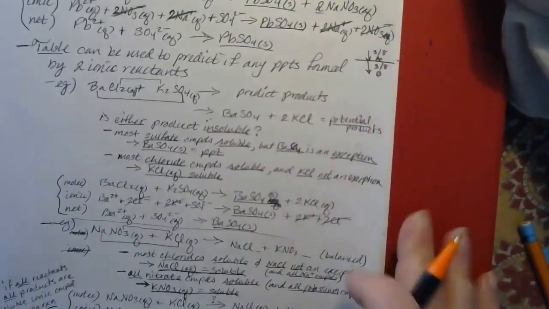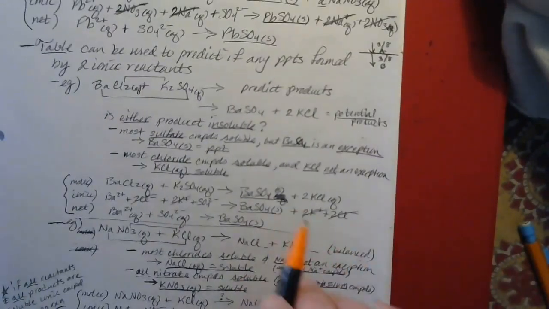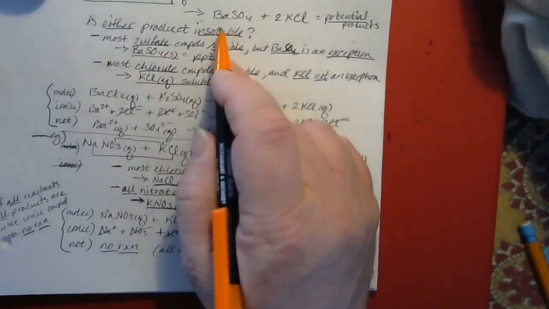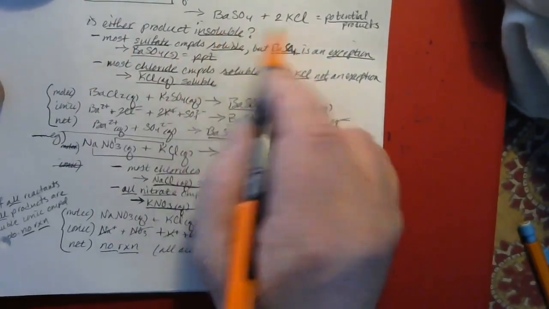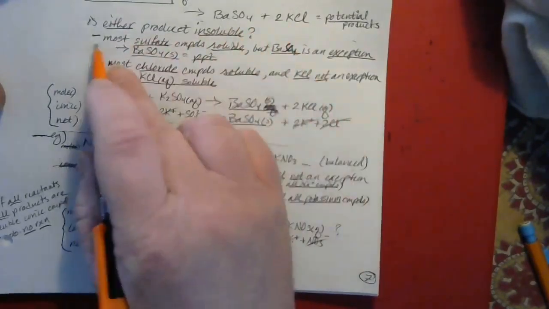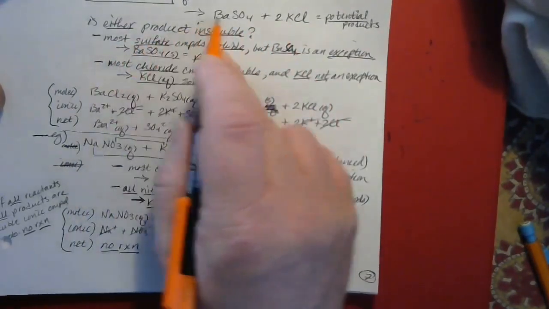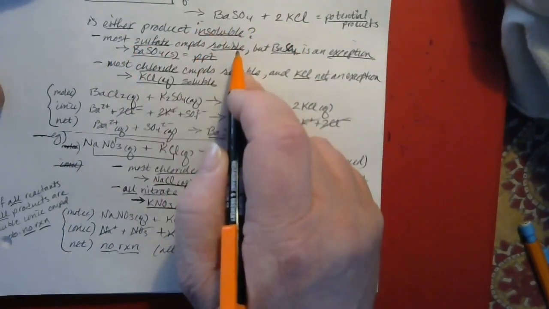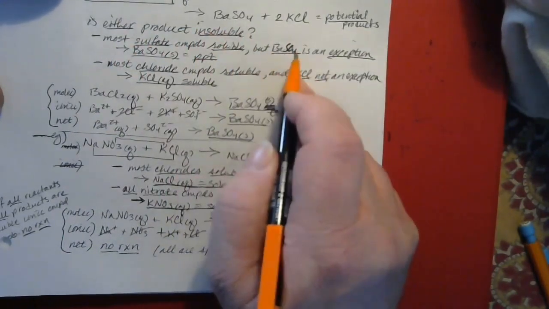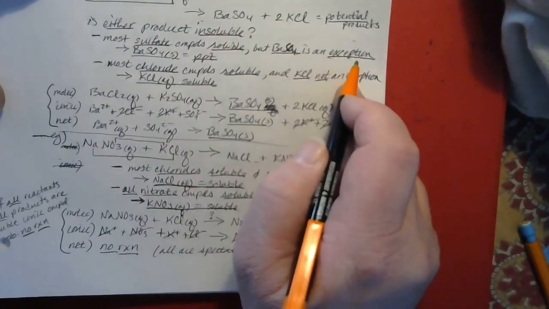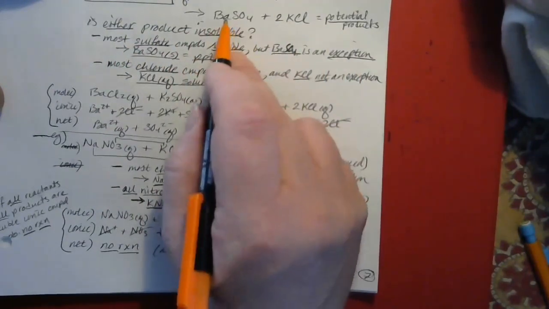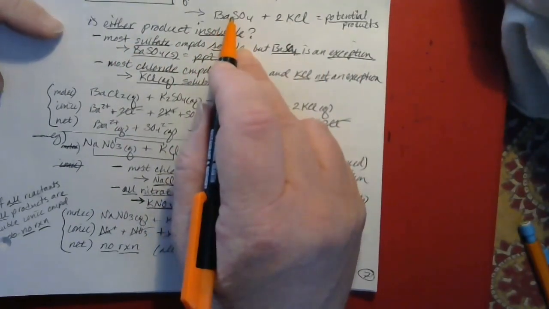Emphasis on potential, because we haven't determined yet whether this reaction actually occurs or not. So these are the products we will get if the reaction actually occurs. How we tell whether the reaction occurs or not is to look up the two products in the solubility table. The solubility table says that most compounds involving the sulfate ion are soluble, with some exceptions. BaSO4, barium sulfate, is one of the exceptions. So BaSO4 is insoluble, and that means this is our precipitate. So we now know that this reaction does occur.